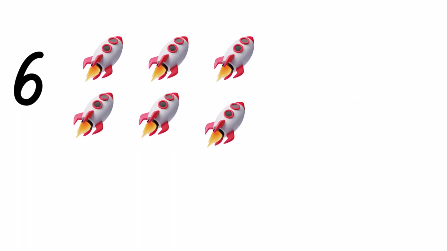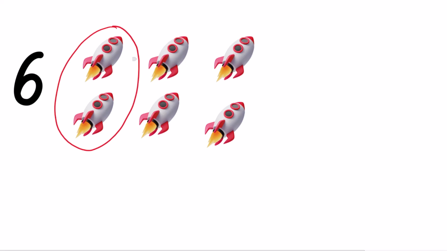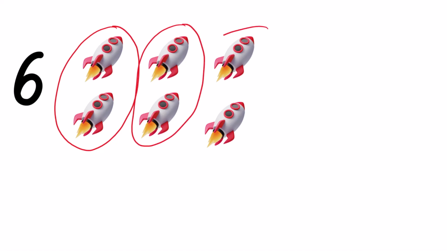Let's move on to another example, and this time with number 6. We'll use 6 rockets for this demonstration. Our task is to arrange these rockets into groups of 2. One group of 2. This is the second group of 2. And this is the third group of 2. As you can see, we were able to form 3 distinct groups, and each group contained exactly 2 rockets.